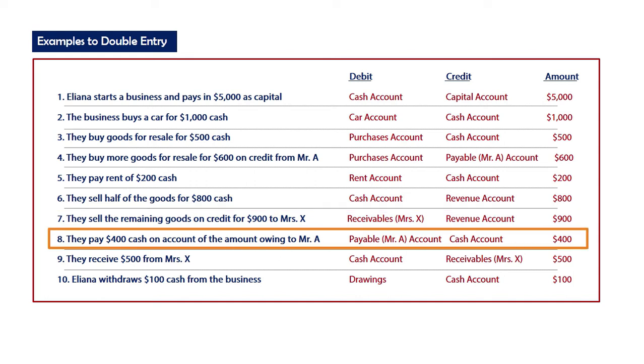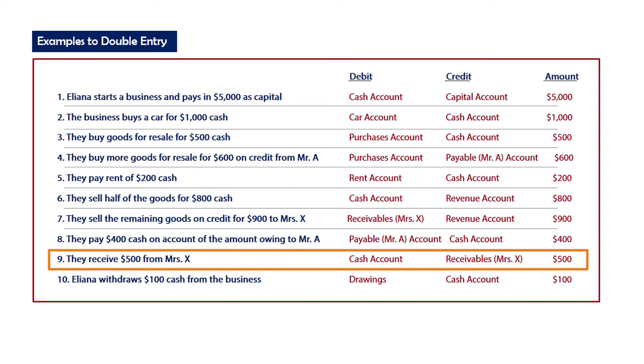Number 8, they pay $400 cash on account of the amount owing to Mr. A. So the elements in play here would be cash as an asset and Mr. A as a payable. Cash is being lost to defray our debt to Mr. A. Anytime an asset is reducing, we have to credit it. Anytime a liability is reducing, we have to debit it. So we are debiting the payables account in the name of Mr. A, and we are crediting the cash account with a value of $400.